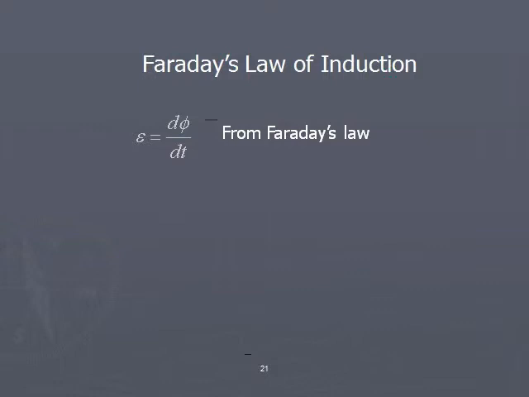Now let us introduce a negative sign: E = -dΦ/dt. This negative sign is introduced to incorporate Lenz's law.